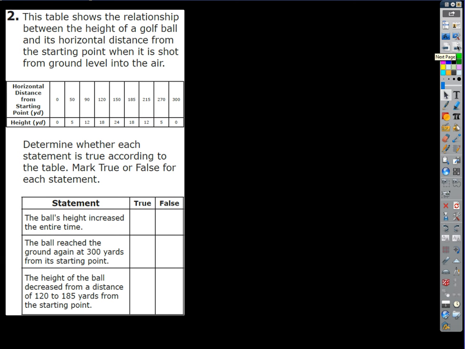Okay, what about this one? Sometimes people can get confused with the tables because it's not as visual as a graph. But the trick on these is just to think about the table like a graph. So this table shows the relationship between the height of a golf ball and its horizontal distance from the starting point when it's shot from the ground level into the air, right? So if I were graphing this relationship, which quantity would I put on the horizontal axis? The horizontal distance from the starting point or the height? I would probably put the horizontal distance, right?